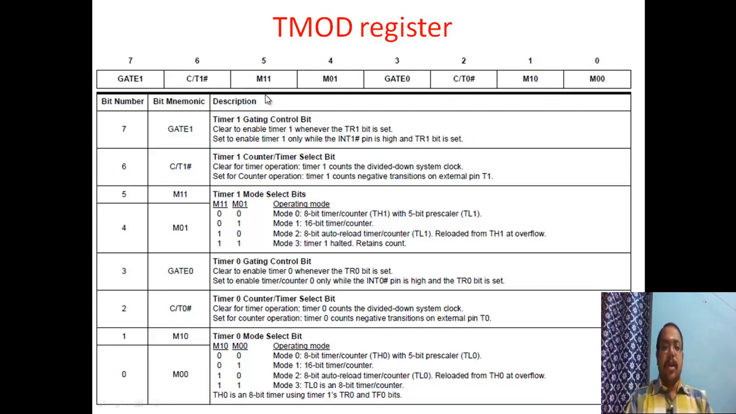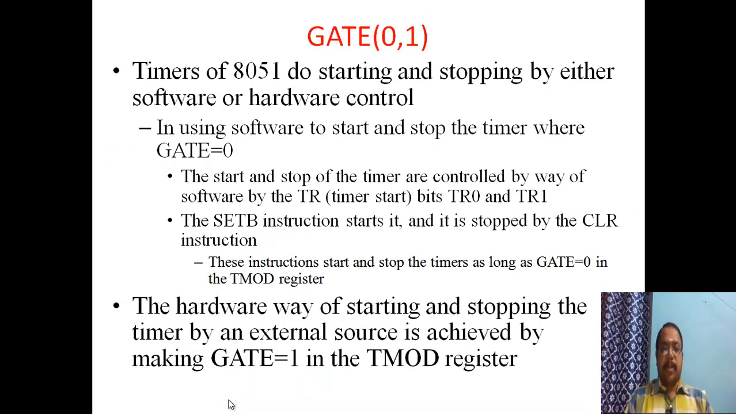M0 and M1 are for mode selection. So this is very easy. With the help of TMOD, we select the mode, we select counter or timer, and we select start or stop. So that is clearly told here. Okay, gate. What is the purpose of the gate? A gate is similar to the gate of a house. Whenever the gate is open, you can come in or go out. When the gate is closed, you are temporarily stopped. You can stand and wait, and once the gate is open, you can go. So start and stop is done by either software or hardware control.